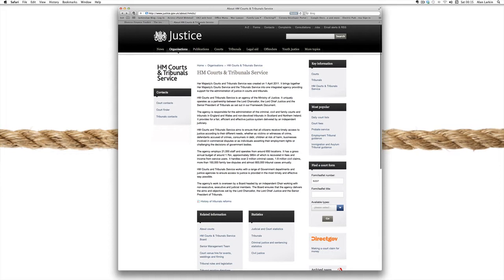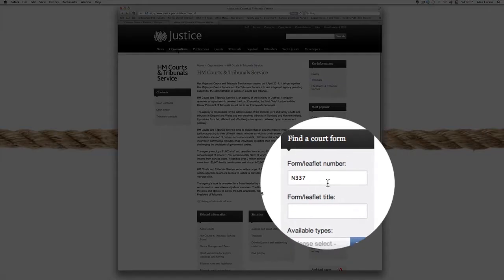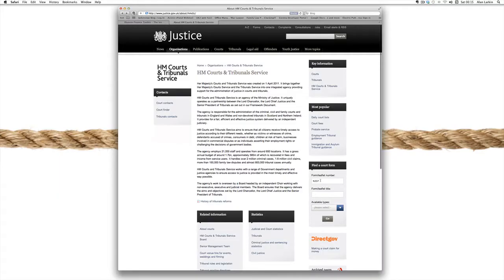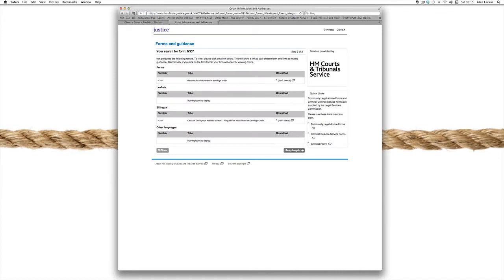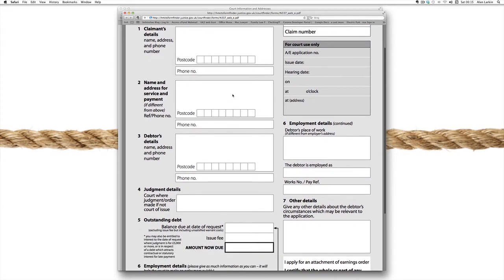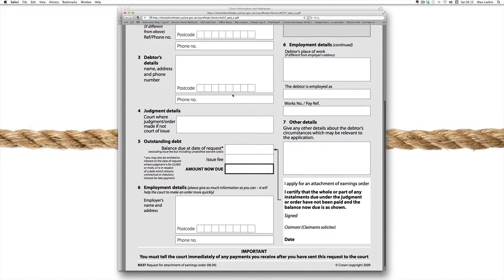Now, this particular page is quite handy because you can see here on the right hand side I've already got form N337 located there. Now, this is the abbreviation for the attachment of earnings form, which is right there. Quite handily, it's in PDF format. The form itself, I'm not going to go into great detail in relation to this. It has the obvious details.